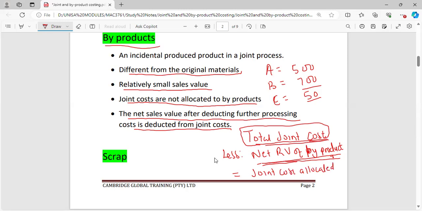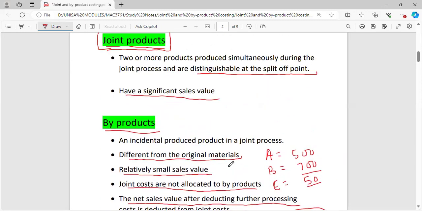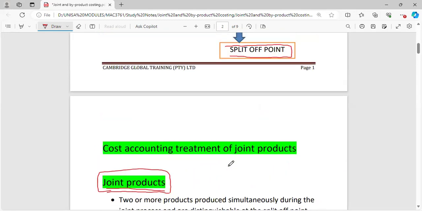So that's basically what you should look at when you are calculating the joint cost allocated to joint products, which means you should look at the total joint cost, then the net realizable value of the byproduct will reduce the joint cost. Then the final figure that we have is now going to be joint cost allocated to joint product. I think that's the main area here in your question.